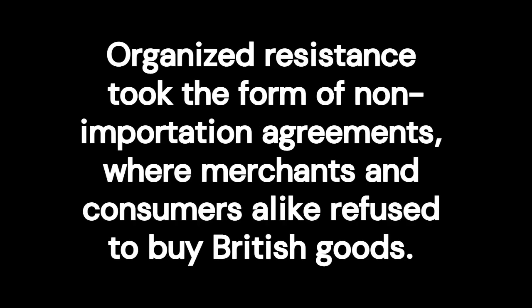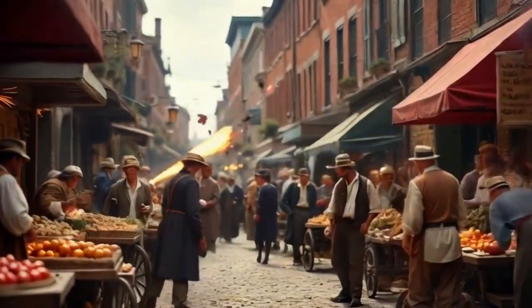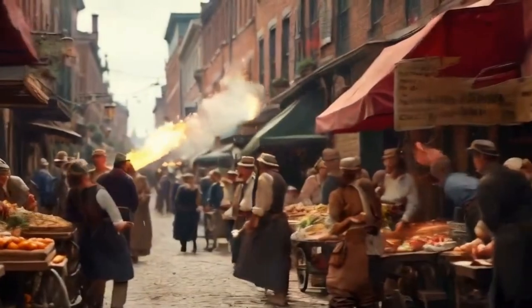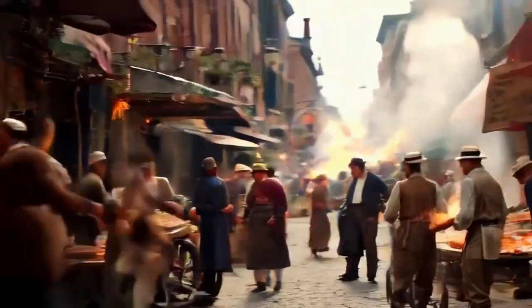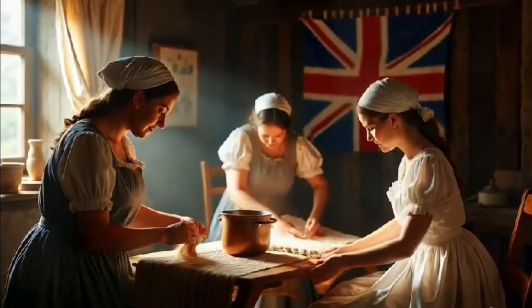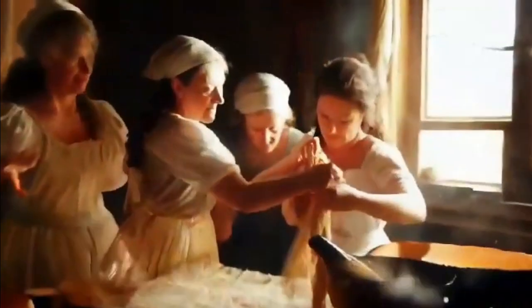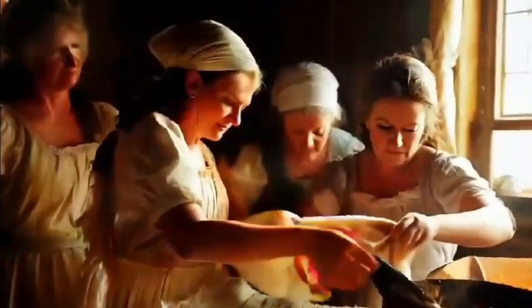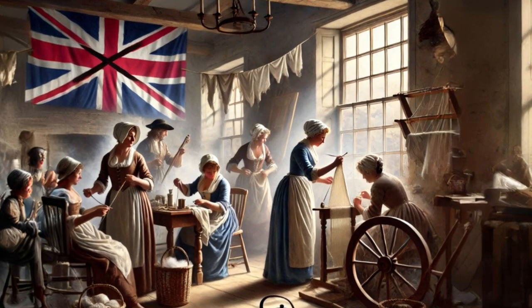Organized resistance took the form of non-importation agreements, where merchants and consumers alike refused to buy British goods. Women played a crucial role in this boycott, forming groups like the Daughters of Liberty to produce homemade goods and reduce reliance on British imports.